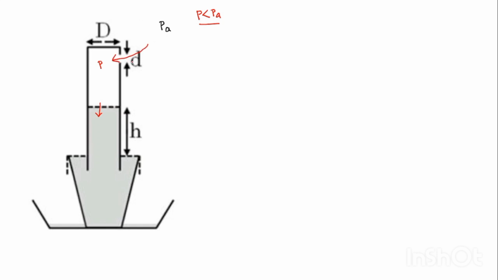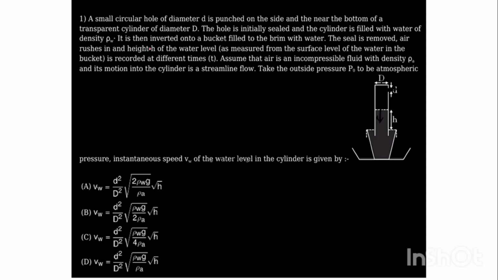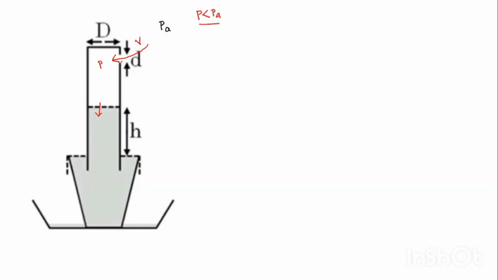isn't it? Rushing in. Let us say the flow velocity of air is capital V. So in the question, you see, it is given that you can assume the motion of the air as an incompressible fluid with density rho A, and the motion is streamline flow. That means you can consider the air as a fluid. So you can apply Bernoulli's principle over here. Let us take a point 1 here and a point 2 outside and apply Bernoulli's equation in between.